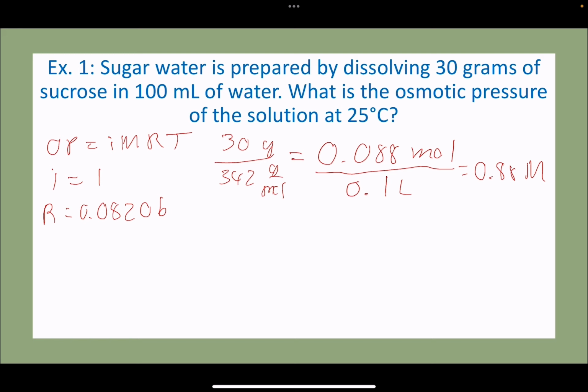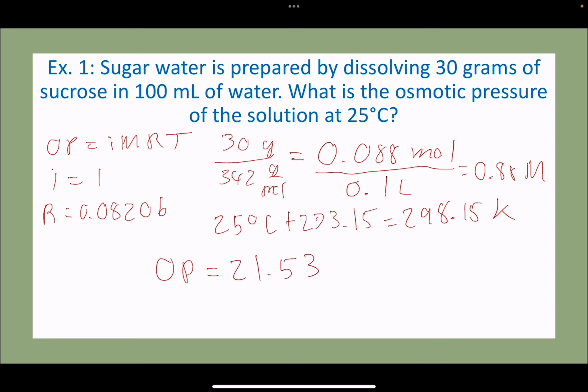Our final step is to convert 25 degrees Celsius into kelvins, which we do by adding 273.15 to 25, obtaining 298.15 Kelvin. All that remains is to multiply these variables together. Our final answer is 21.53 atmospheres, where atmospheres is a unit of pressure.